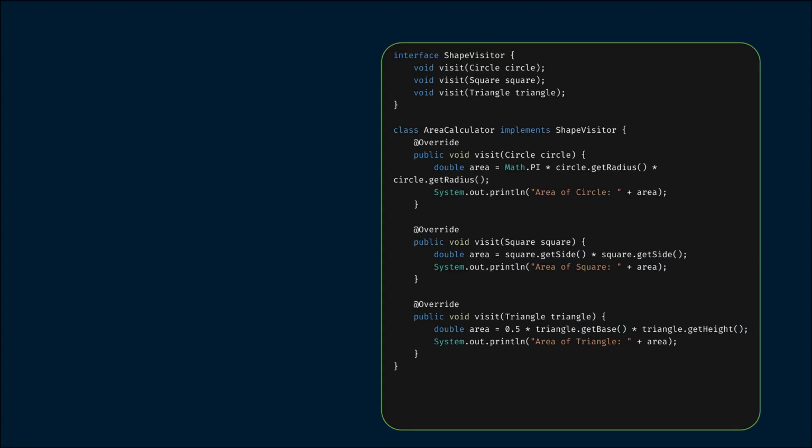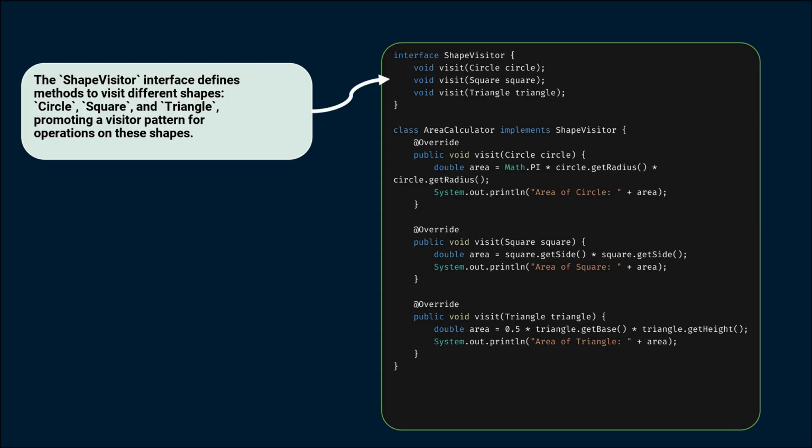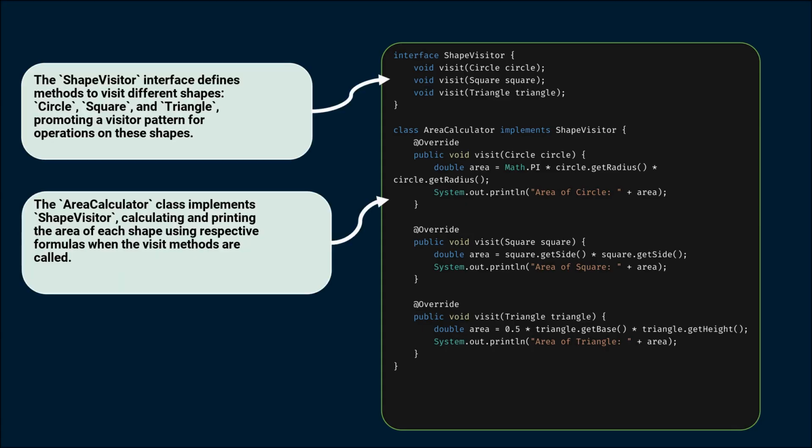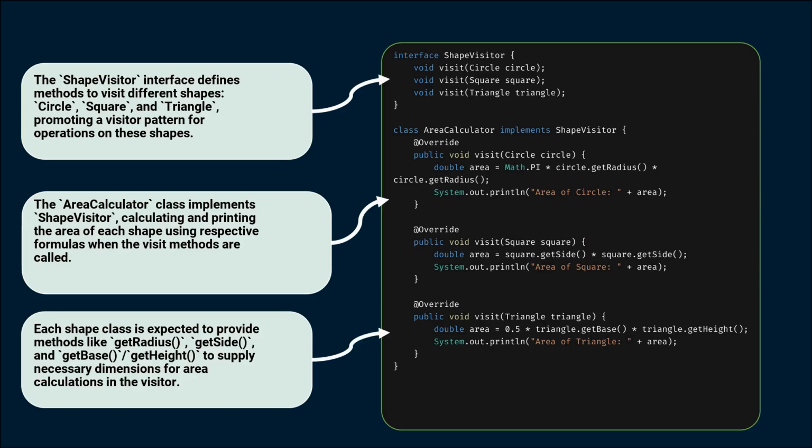code. Now let's create our visitor interface by defining the shape visitor, which serves as a contract for different visitor implementations. This interface outlines the visit methods that will handle various shape types, specifically for circle, square, and triangle. By doing this, we ensure that every concrete visitor implementing this interface must provide specific behavior for each shape type, promoting consistency in operations.